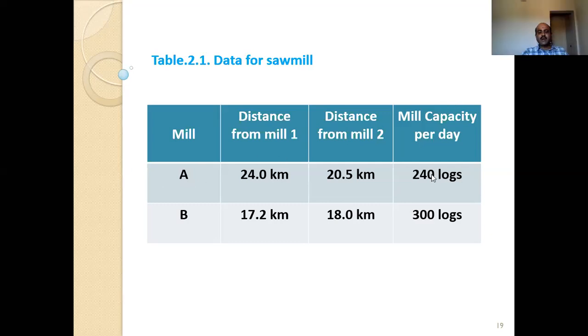And mill capacity per day is 240 logs for mill A and mill B. So the small change you're supposed to make here is mill 1, make it forest 1, and mill 2 is forest 2. And the rest of the things are the same here.